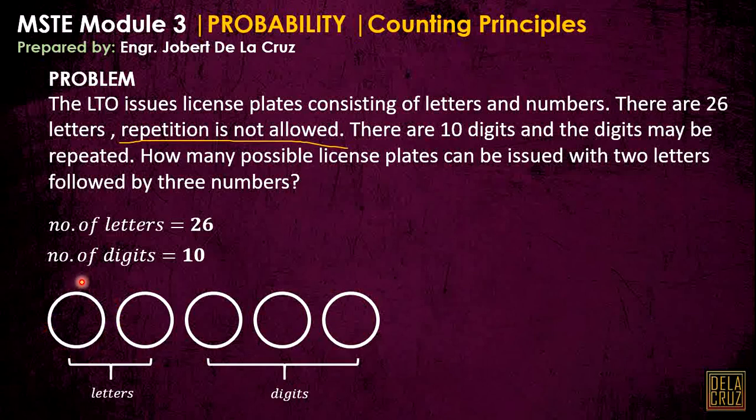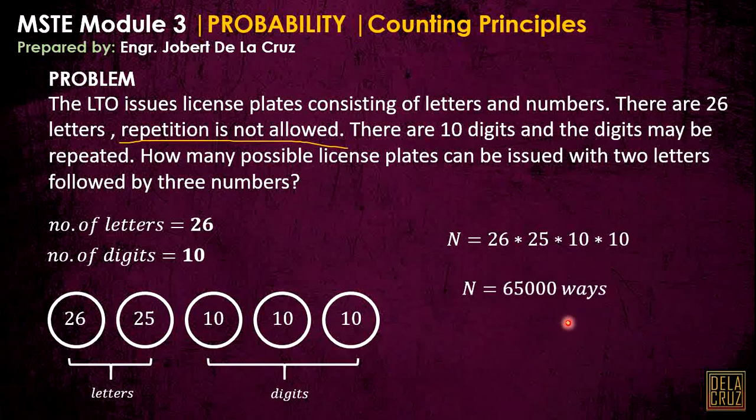Okay, so first, initially, we have 26 choices in this position. For the second position, take note, hindi pwedeng bumalik or hindi pwedeng i-repeat yung letters. That means yung pagpipilian natin dito should be 25 na lang. Okay? While in the digits, walang restriction, kaya 10 yan lahat. Okay? 10, 10, 10. Then, the number of possible ways is just multiply that all. And again, nakulangan pa rin ng 10 dito. That should be 650,000 ways. Okay? Nakulangan ng 10 dito.